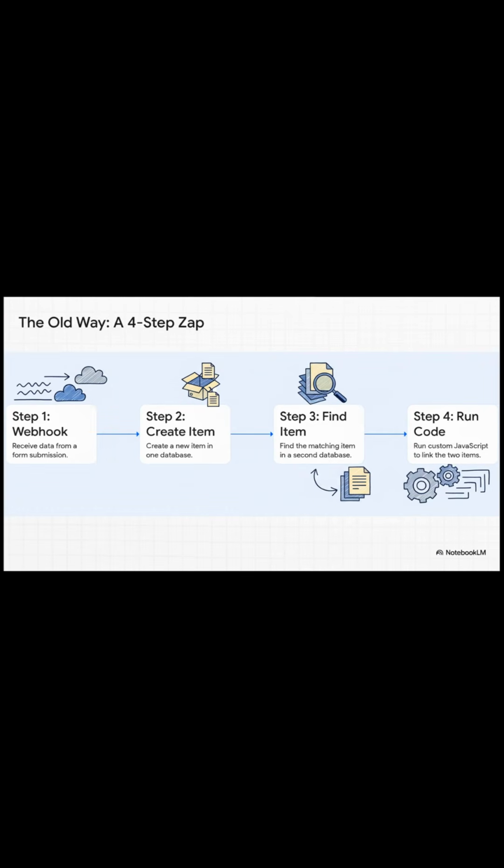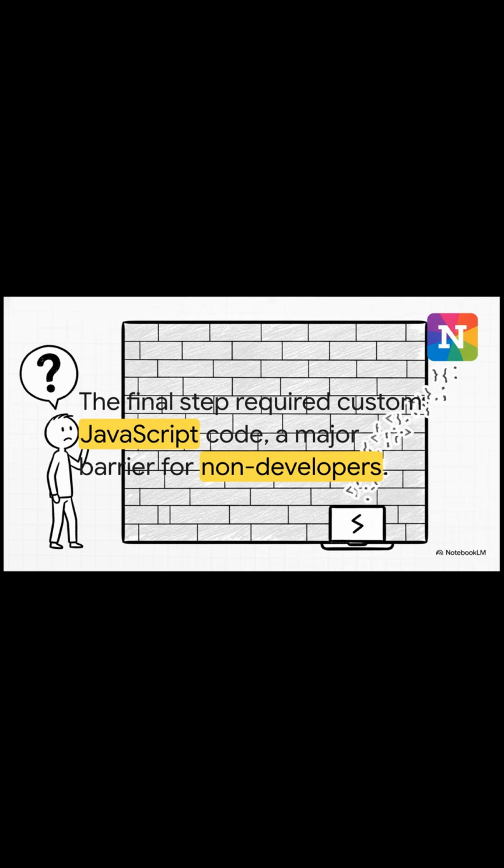You'd set up a multi-step automation in a tool like Zapier. You'd catch some data from a form, create a new page in one database, go find the page you wanted to link it to in another, and then you'd get to the last step, the complicated one. And this right here, this was the barrier to entry.